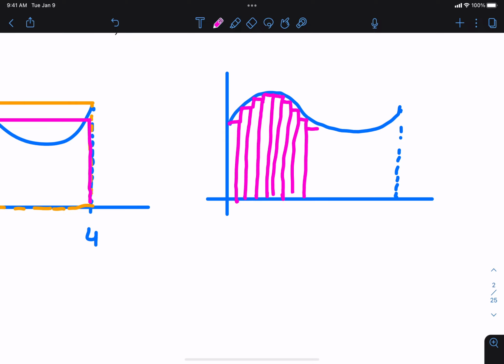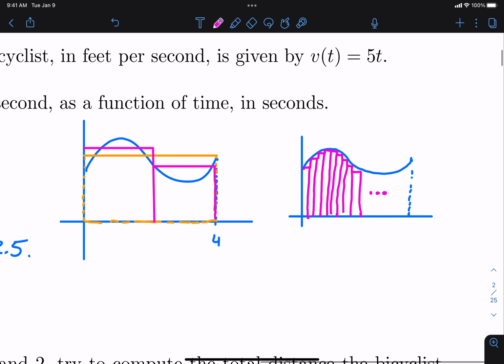Right? You get the idea. Okay, the point is, if I use a lot of very, very thin rectangles, then the combined area of these rectangles will be very, very close to the actual area that I'm interested in. Do you see that? The reason being that here's my error.